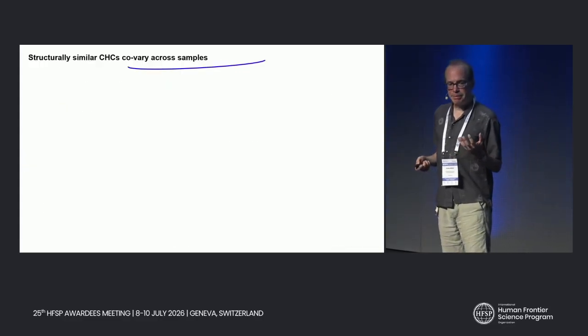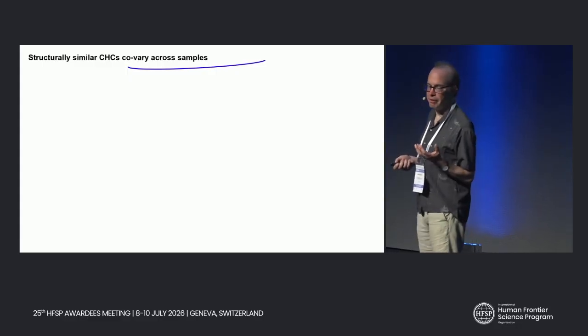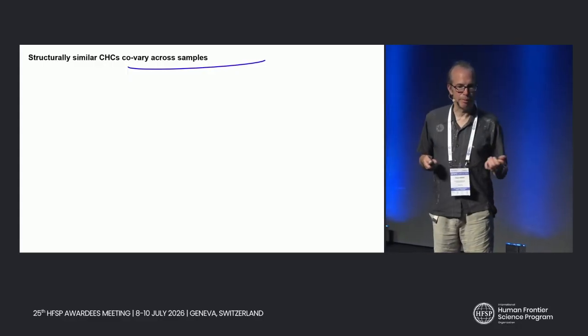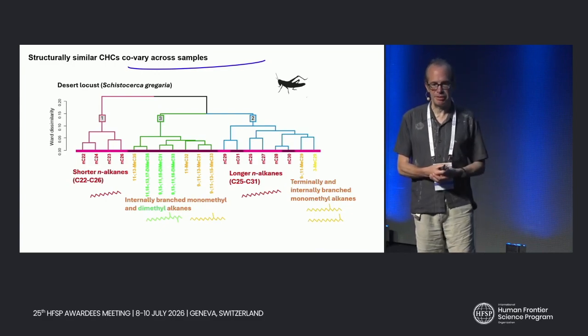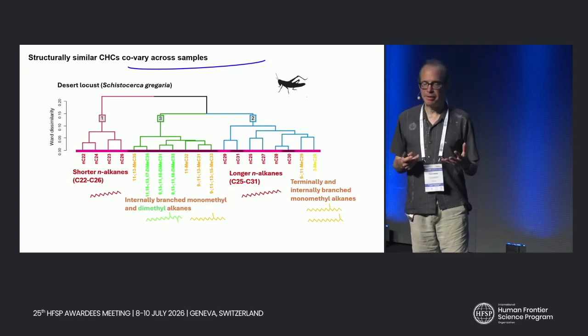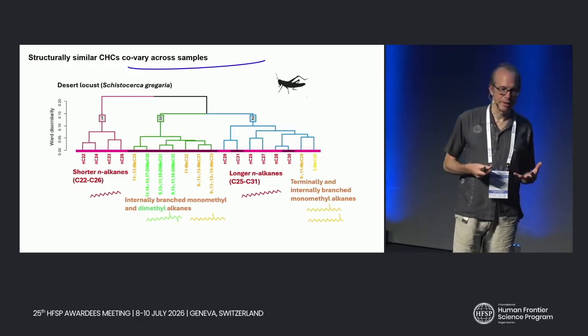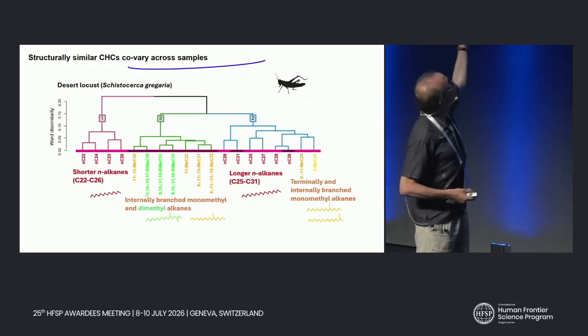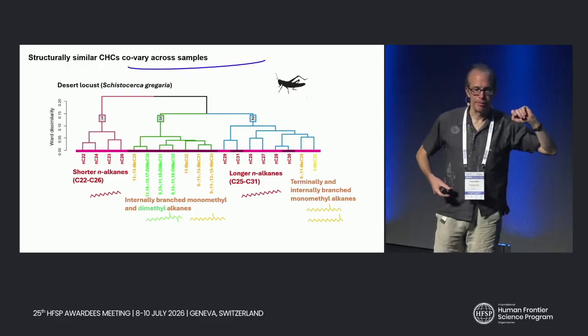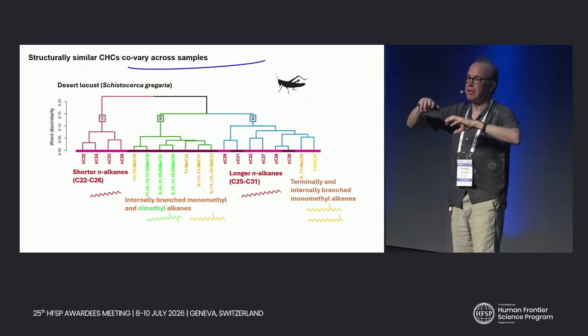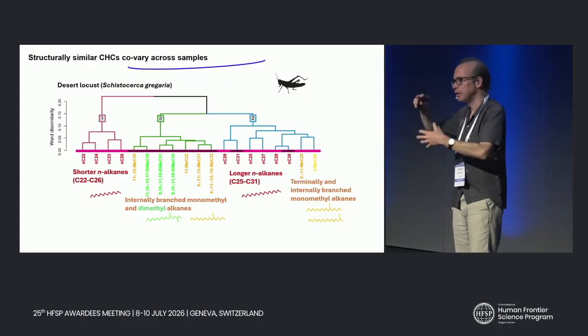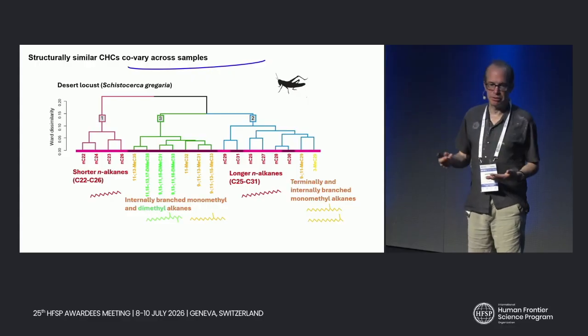And we think this is because structurally similar CHCs vary across samples. As an example, I put the CHCs of the desert locust, but we found that in a range of other insects again. And you see here all the different hydrocarbons that we found in the desert locust. And we looked at which of these molecules co-vary across different samples, across different extraction treatments or extraction techniques.